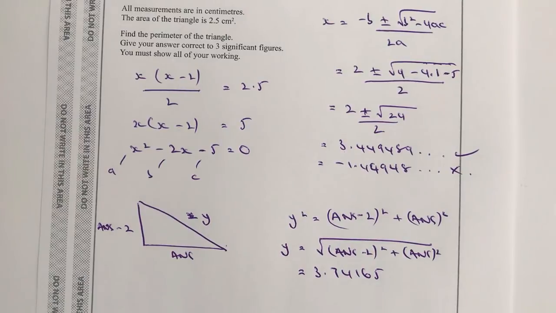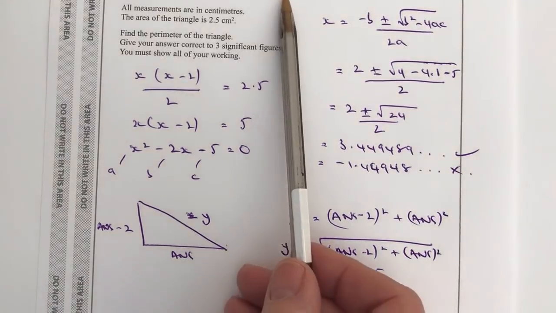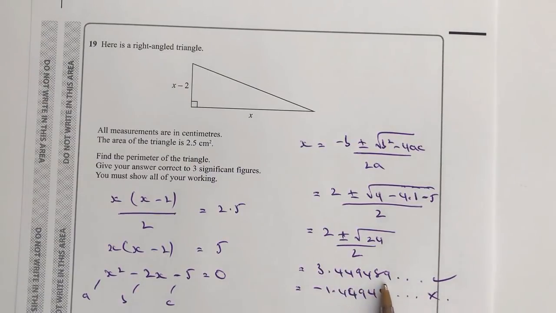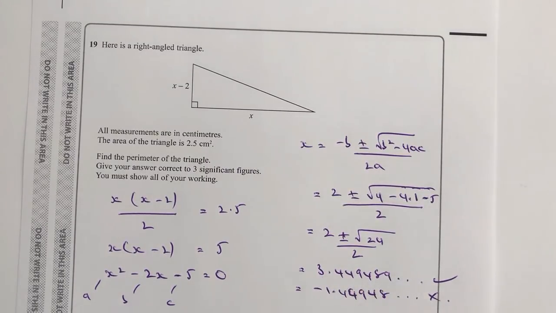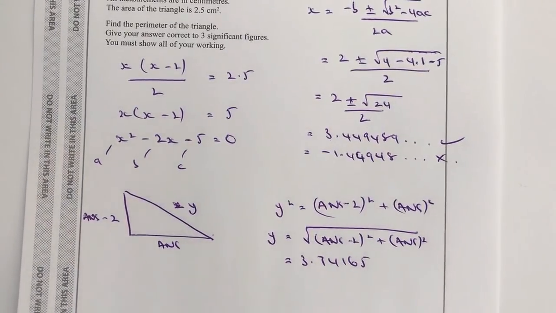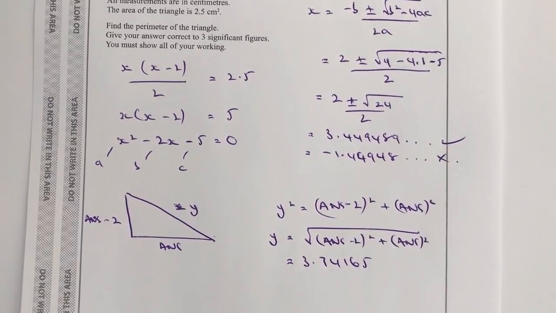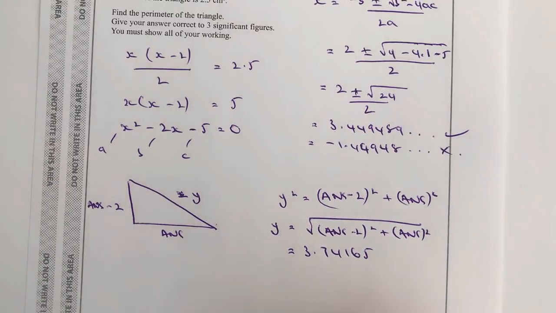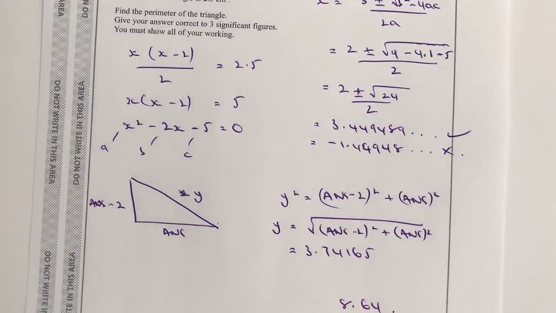When you've done that, you then need to add up each of these lengths. So I'll just put that back. So I've got this value of x, which we've said is 3.449489. We've got x minus 2, which is going to be 1.449489. And then we've got this final value, which is 3.74165. It's a very, very number hungry calculation here, but when you've actually worked all that out, you should get 8.64, and that's to 3 significant figures.